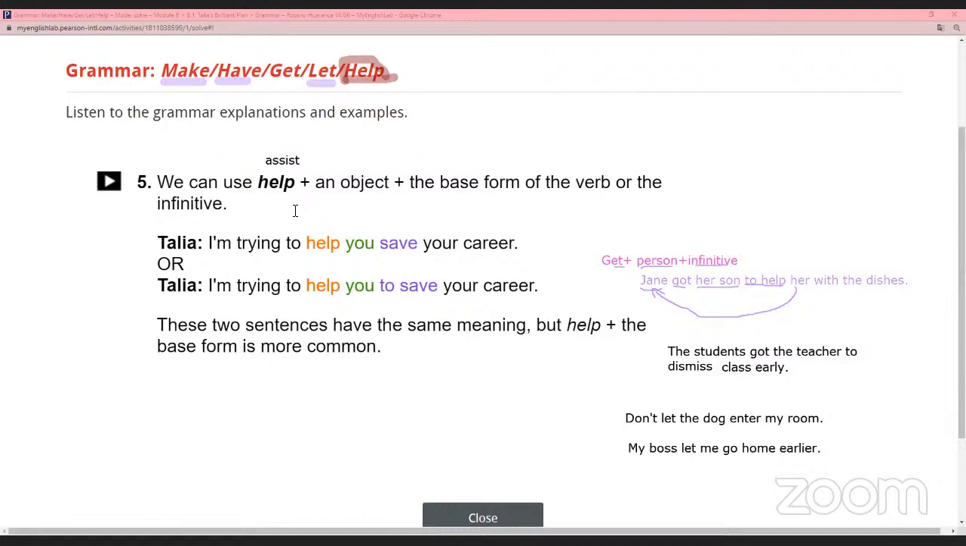And well, you can use both of these structures, right? But it's most often used with the infinitive. I'm trying to help you to save your career. That's the most common. But you can also use the base form of the verb. There is no problem with it, okay? For example, I'm going to use a question in this case. Could you help me erase the whiteboard? Notice we're using the object in this case, right?